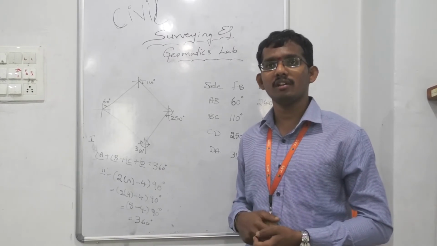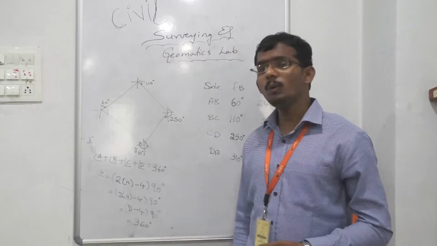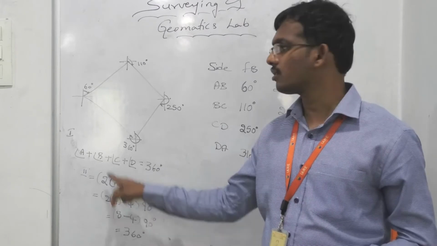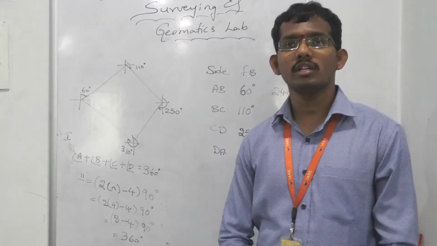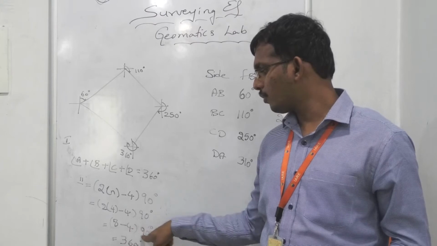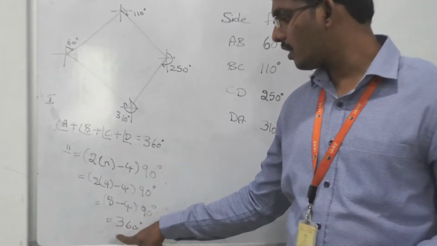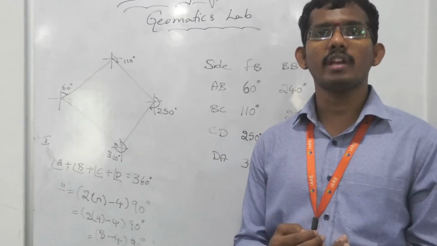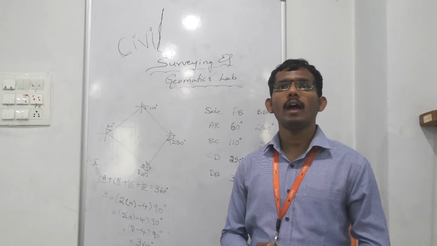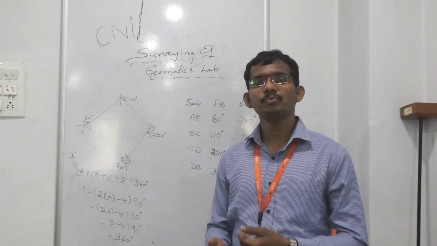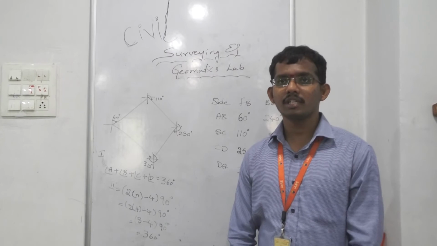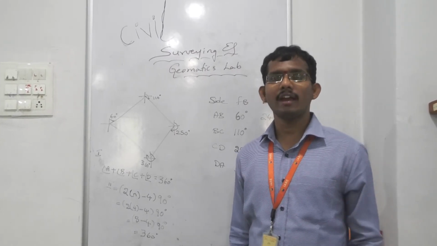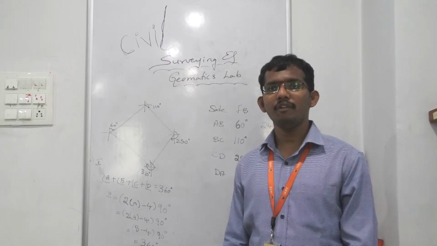Similarly, you have another check. It says (2n minus 4) into 90 degrees. Here n stands for the number of sides, number of stations. A, B, C, D, so we have 4 stations. So 2 fours are 8, minus 4, into 90. So 4 into 90, 4 nines are 36, so it is 360 degrees. It is another check. So like that we have to tally the 2 checks. That is (2n minus 4) into 90 degrees and the sum of all angles is equal to 360 degrees. So if these 2 checks are satisfied, then your experiment is error free and you have satisfied the correction for local attraction, if any.